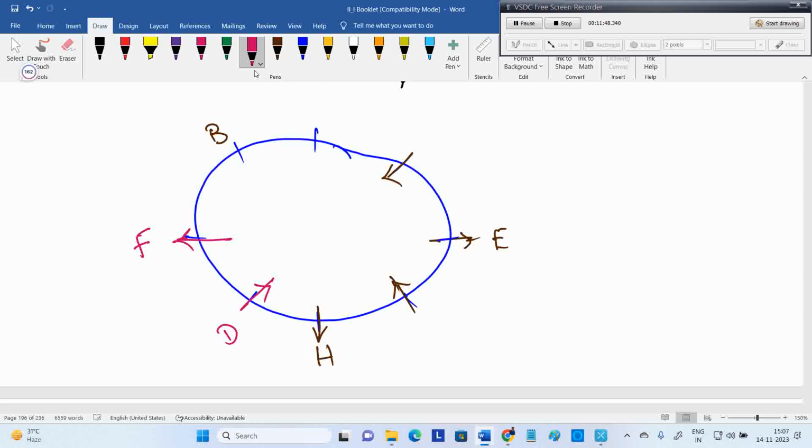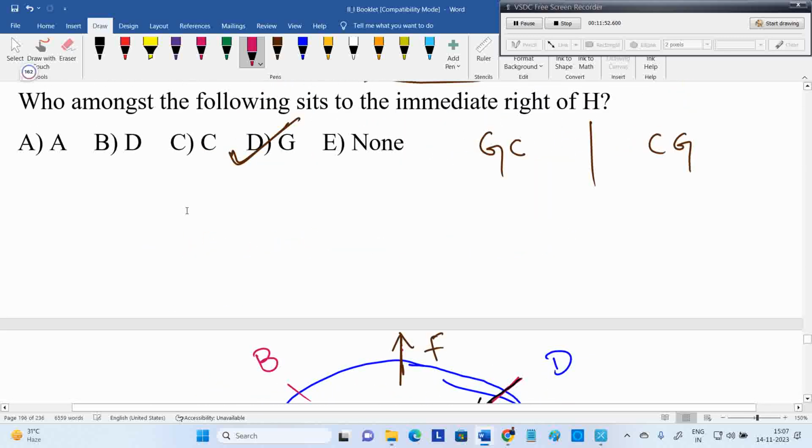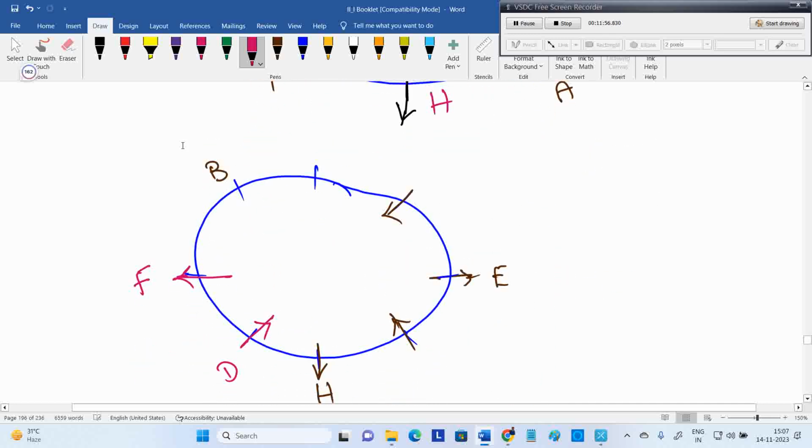We'll check once. Okay. Next one, we need C and G to be neighbors. G is second to the left of A. C and G being neighbors means they should be here. If I take A here, then right will be this. This is the right slot, not the left slot. G is second to the left of A.